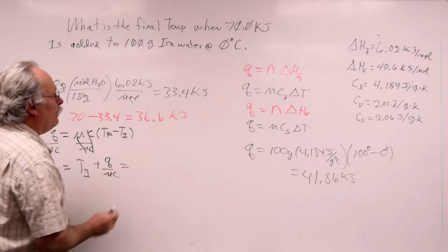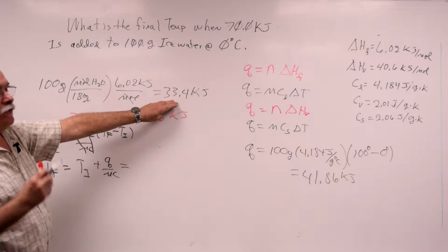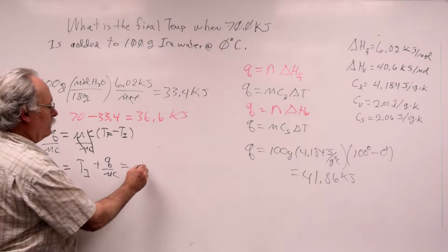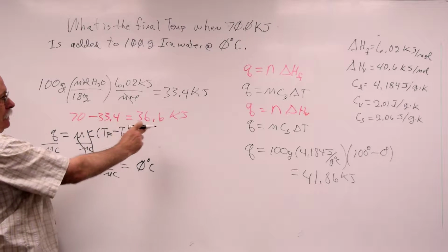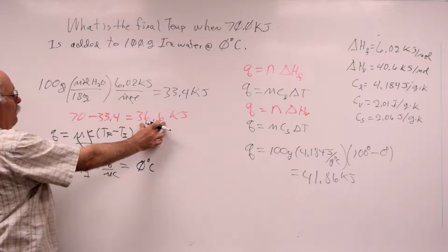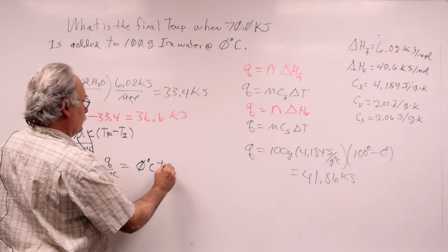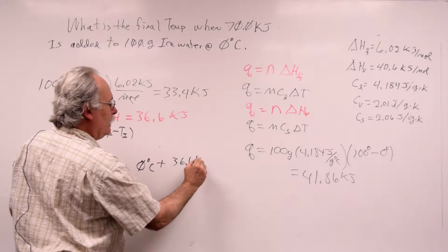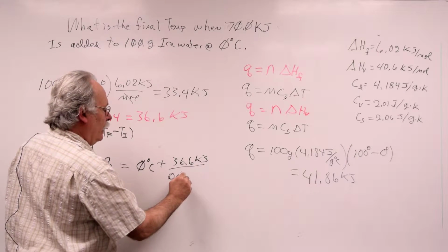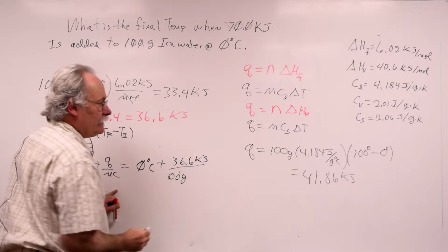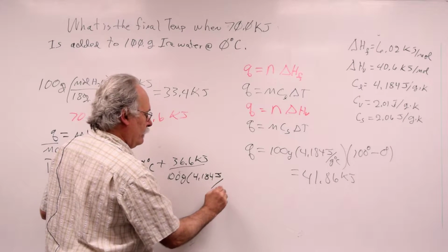is equal to, we started with pure ice. It took 33.4 kilojoules to melt it. Now we have water at 0 degrees C, and we're going to add an additional 36.6 kilojoules, because 70 minus the energy to melt means we still have this much energy we've added. So we add to this 36.6 kilojoules, and then we divide by the mass, which is 100 grams, and the specific heat capacity, which is 4.184 joules per gram degree C.